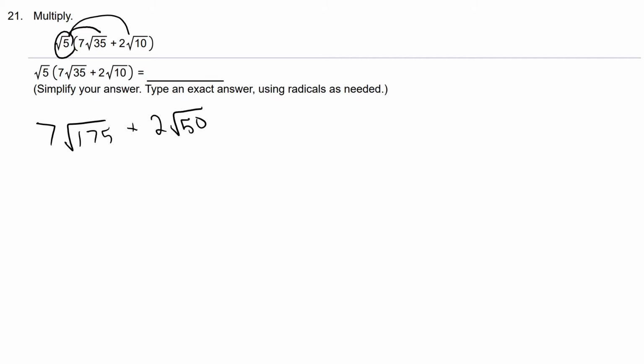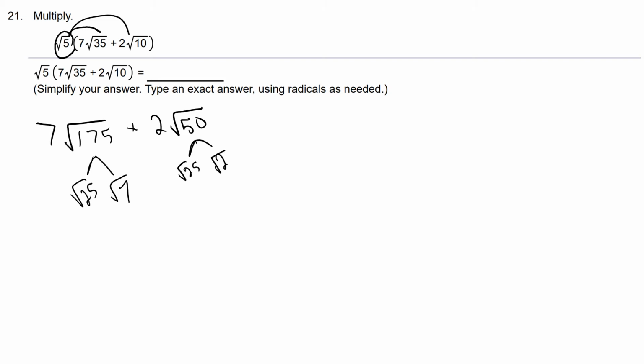From here we say, can we simplify this at all? And I'm going to say this one can definitely, we can go square root of 25 times 2. This one is a little bit less obvious, but I think I can take a square root of 25 out of this one as well. 25 times 7 is going to give me that 175.